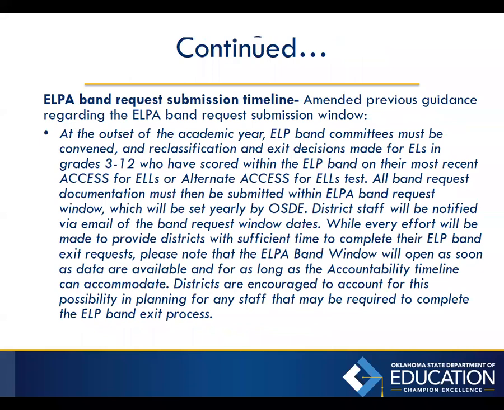Okay, the ELP band request submission timeline. We amended the previous guidance regarding the ELP band request submission window. So the new text reads as follows. At the outset of the academic year, ELP band committees must be convened and reclassification and exit decisions made for ELs in grades 3 through 12 who have scored within the ELP band on their most recent ACCESS for ELLs or Alternate ACCESS for ELLs test. All band request documentation must then be submitted within the ELP band request window, which will be set yearly by OSDE. District staff will be notified via email of the band request window dates.